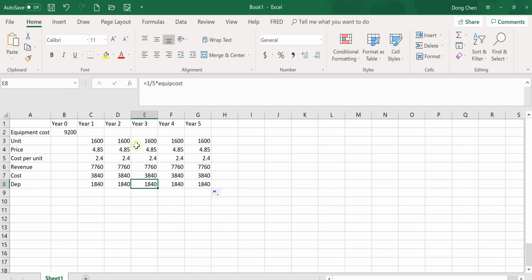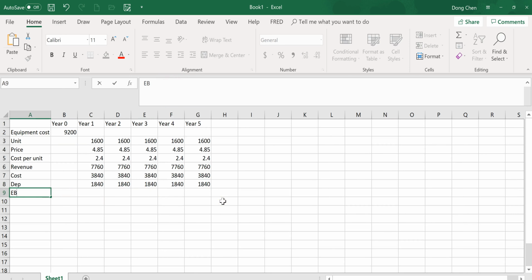And year 3 will be D2 times 1 over 5. Because these cells are empty, this will generate an error message. That's why I want to use this. I want to rename this to be a specific variable name. Hence, you see every year this will be kept the same, equip cost. So that's the annual depreciation.